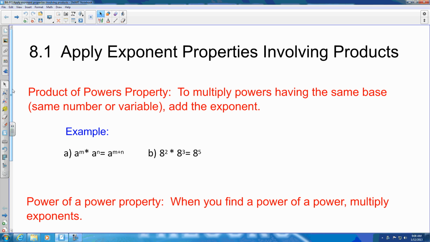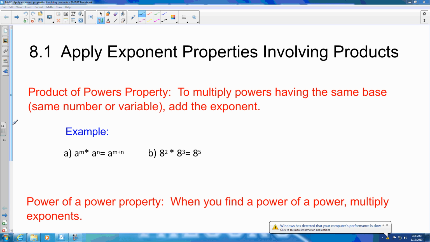All right, we are beginning chapter 8. Chapter 8 deals with using exponents and exponential functions. Today we're going to be starting with 8.1 and how we're going to apply exponent properties involving products.